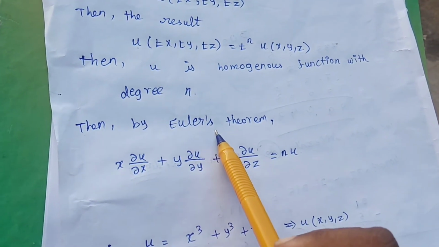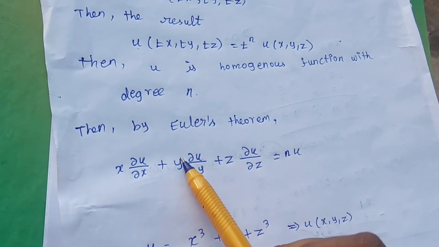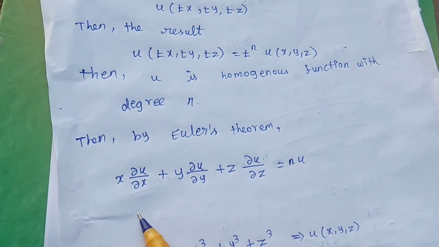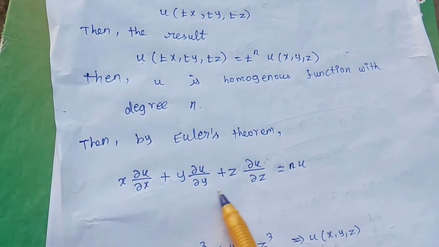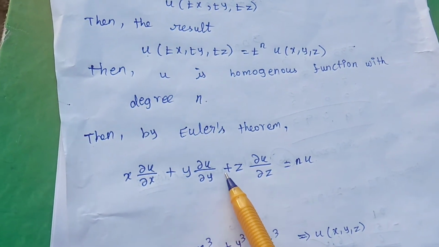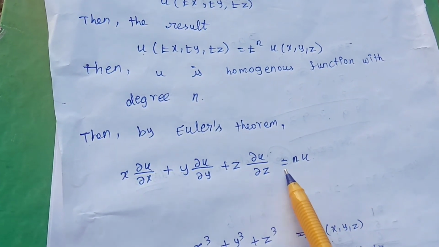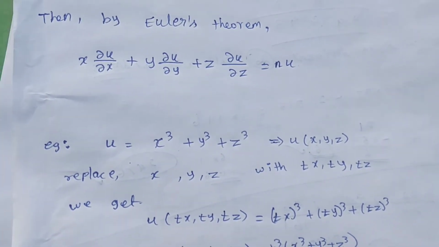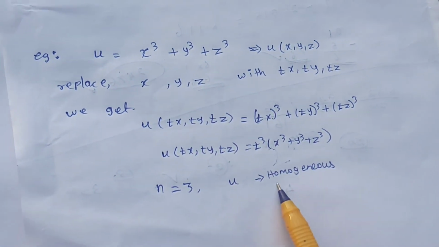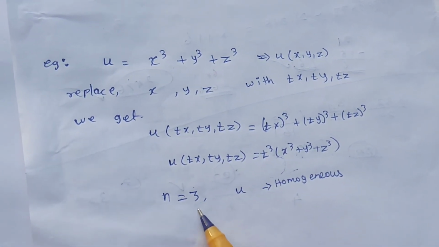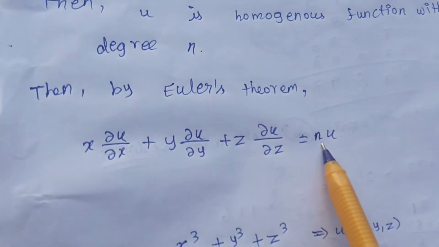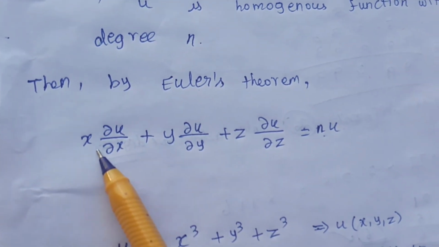Okay, now we are going to see what is Euler's theorem. If a function is homogeneous with degree n, then the function must satisfy this condition: x into dou u by dou x plus y into dou u by dou y plus z into dou u by dou z equal to n into u. If you consider u equal to x cube plus y cube plus z cube, it is a homogeneous function having degree n equal to 3. Now just simply replace n equal to 3. The answer will be the result.